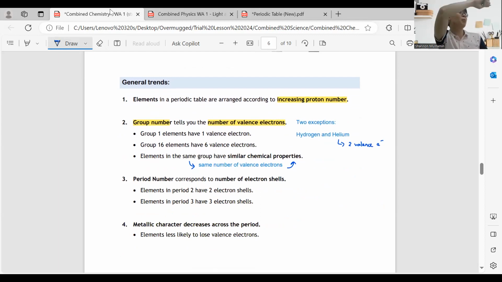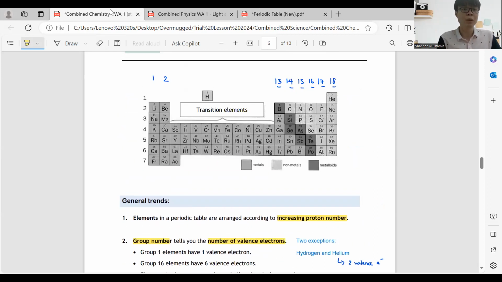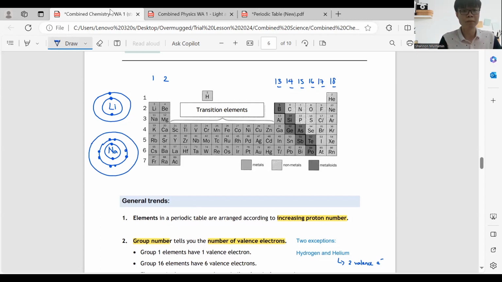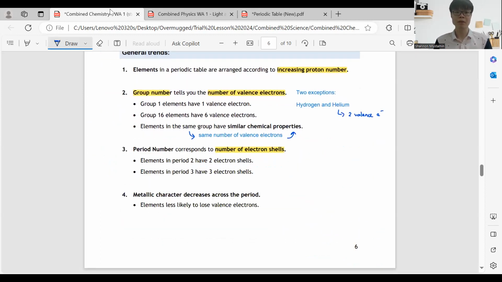Okay, then your period number, period is from left to right. It will tell you the number of electron shells. Means your elements in period 2 will have 2 electron shells. Elements in period 3 will have 3 electron shells. If I were to draw very quickly, lithium will look like that. Lithium is in period 2, right? Got 2 electron shells. Since it's in group 1, 1 valence electron. If you go down one further, sodium, period 3, got 3 electron shells. 2.8.1. Okay, 3 shells.